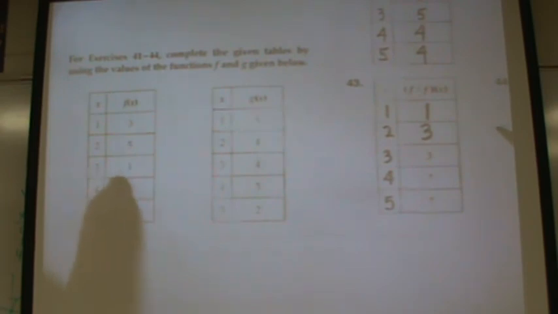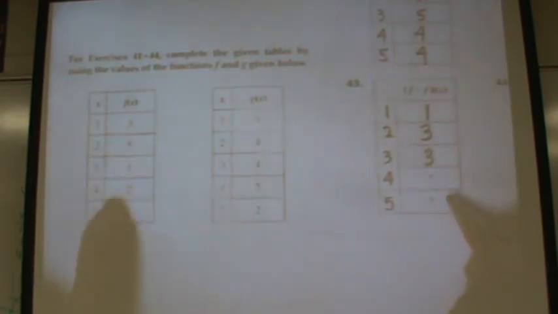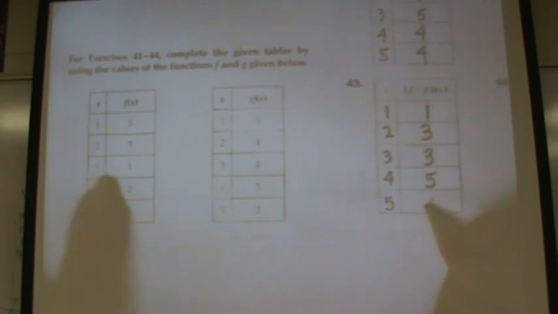3 into f, you get a 1, 1, you get a 3. 4, you get a 2, 2, you get a 5. And 5, 3, 3, 1.